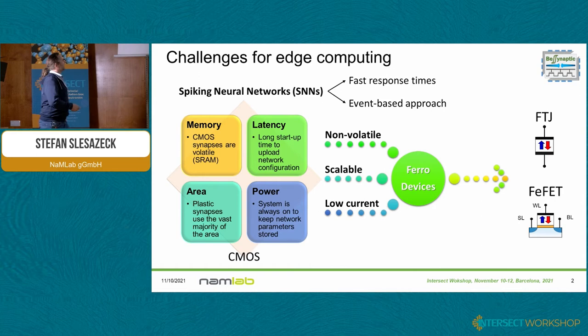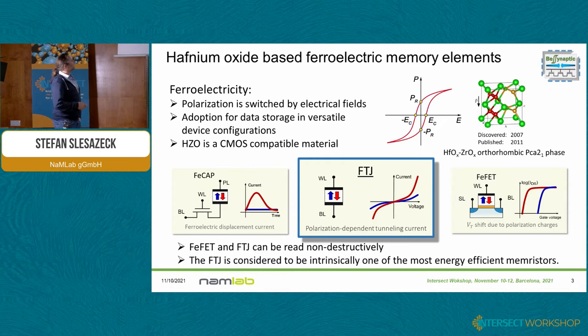And so we need, therefore, non-volatile devices which are scalable, which are low current, so that you can have a massive parallel operation. And we figured out that the ferroelectric devices, and here namely FTJ and FeFET devices, are quite suitable for this. And if we look at the different ferroelectric devices, we see we have these three options, basically.